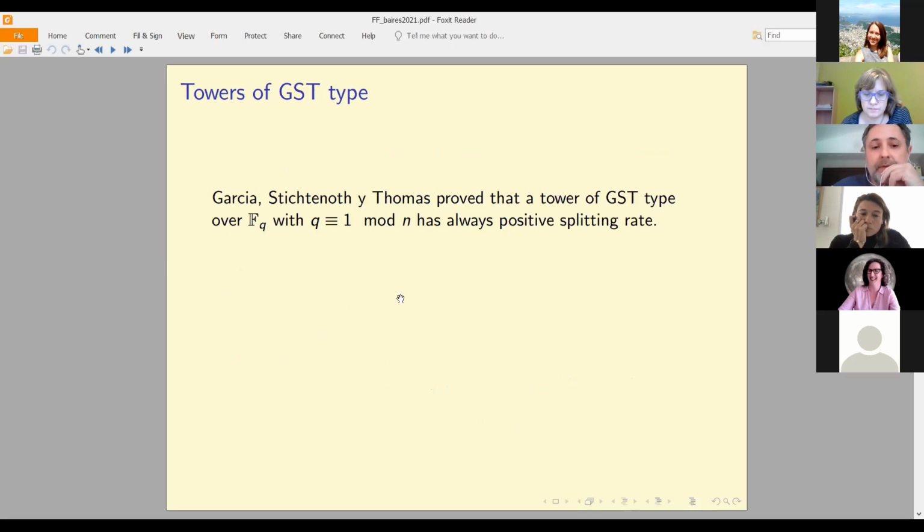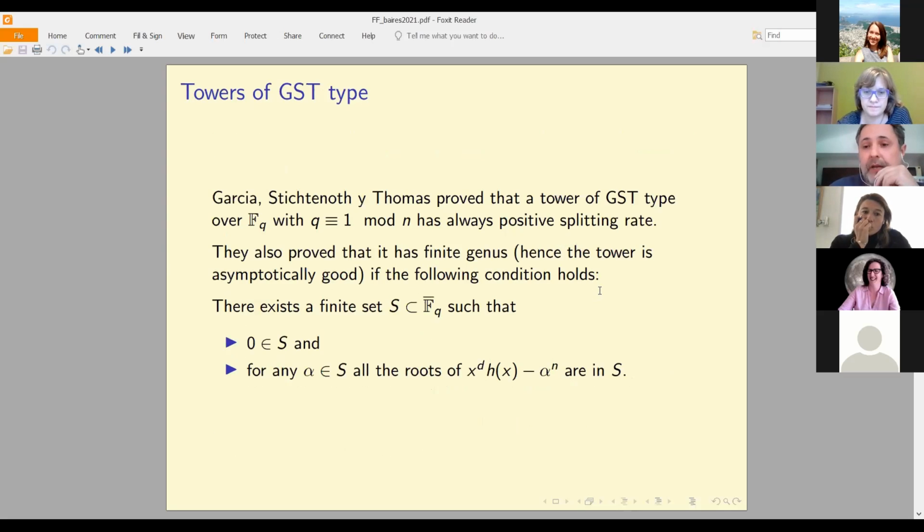These authors proved that with that equation you always have positive splitting rate. So that's one of the conditions to have a good tower, positive splitting rate. And the other problem was the genus. You have to have finite genus of the tower. And for that, they ask another condition, which is the main topic of this talk. You need to have a finite set S in the algebraic closure of F_q, such that 0 is in S, and every time you take an element in S and look for the roots of this polynomial, all the roots are again in S. So this is a very strong condition on the polynomial.